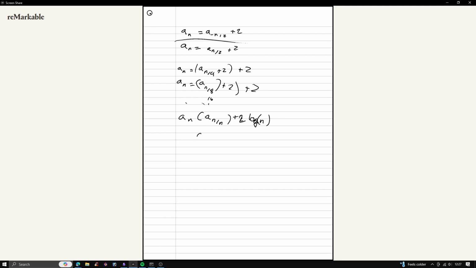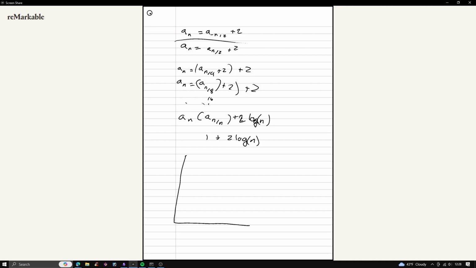And then A of n over n is A of 1, which is just 1 here. We're not told this ahead of time, so you're not expected to derive it. But 2 log n. Simple. So why is it log?